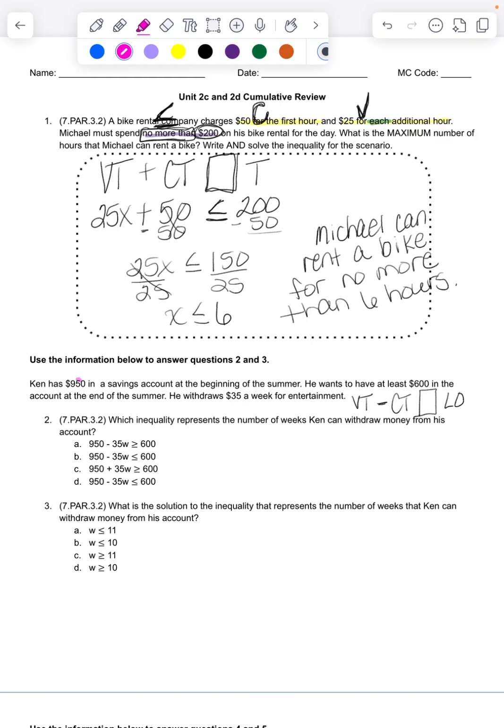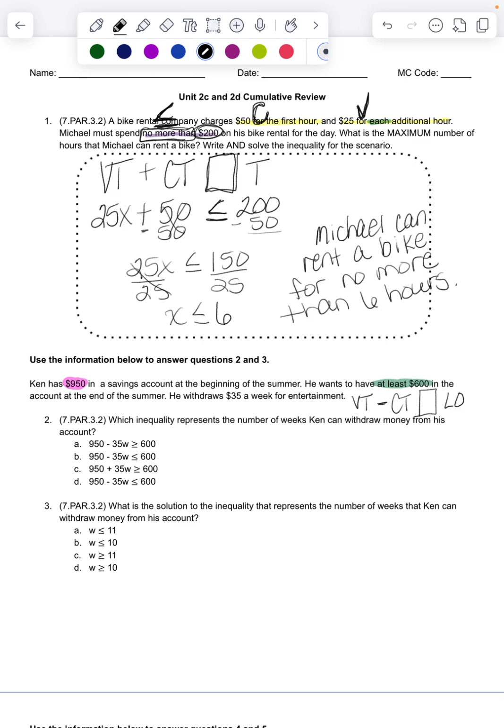He has $950 in savings. He has that much in savings right now. A lot of times you're going to want to migrate that $950 to be the amount on the right-hand side of your inequality. It's not going to be, because if you look right here, you see at least $600. At least $600 is going to be the amount he has left over. At least $600 means he wants to have $600 or more.